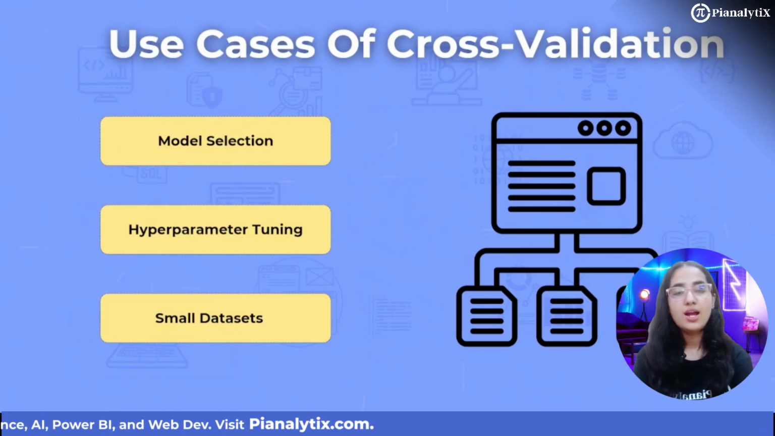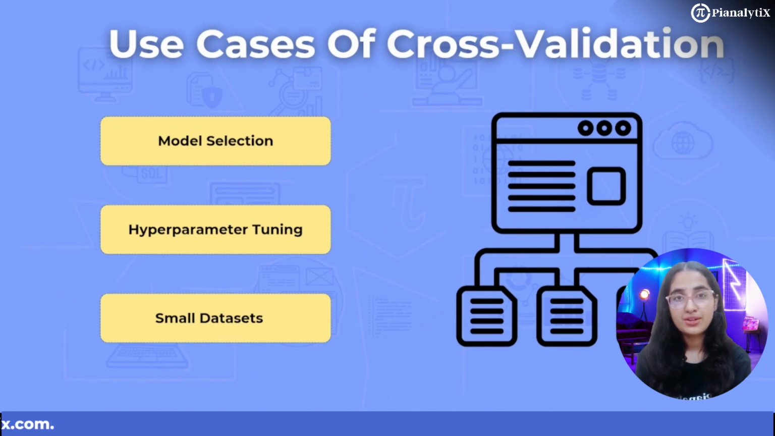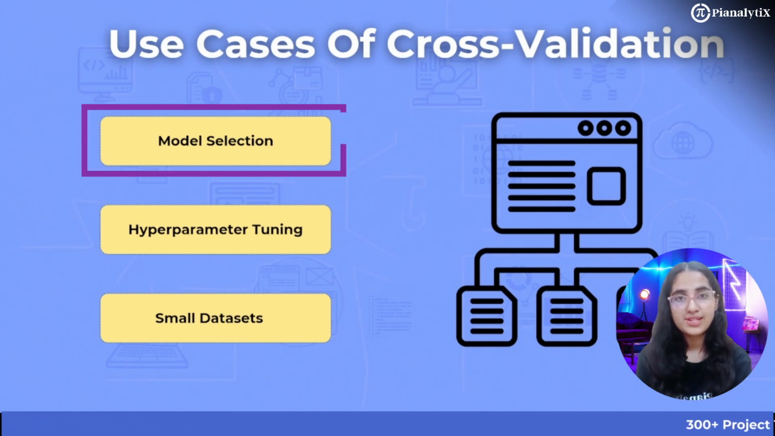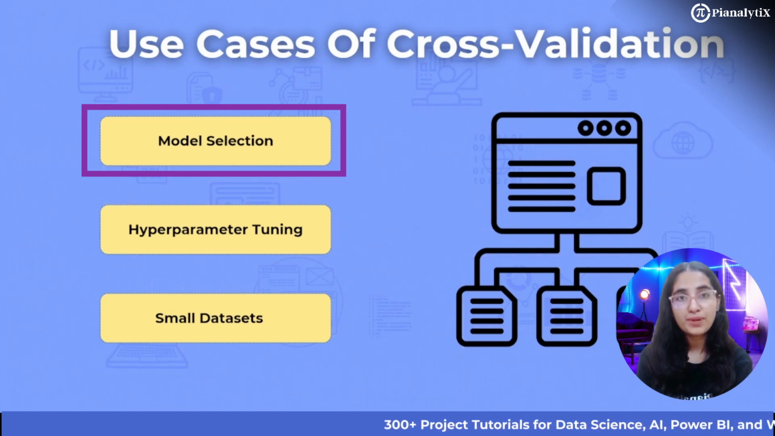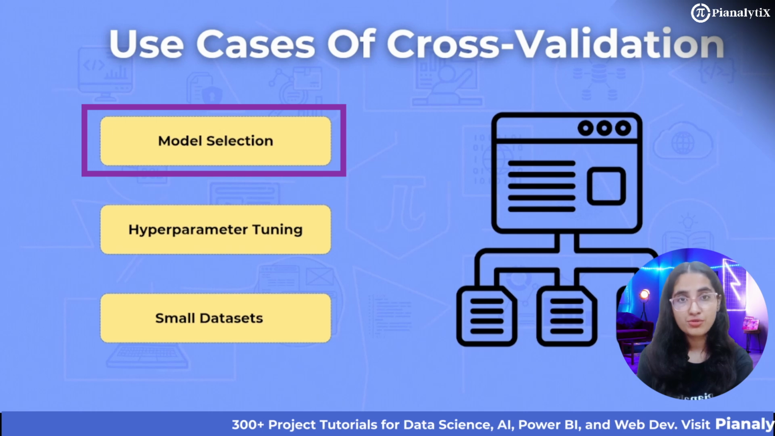Leave-one-out cross-validation can give an accurate estimate of model performance, but it can be computationally expensive, especially for large datasets. Now, cross-validation is used in many situations in machine learning, especially first, model selection. If you are comparing multiple models, cross-validation can help you pick the one that performs best overall.